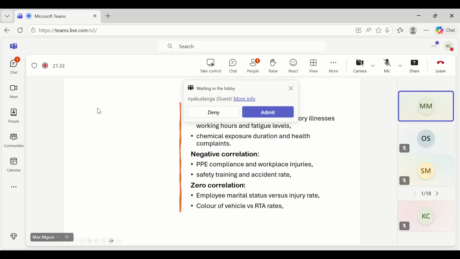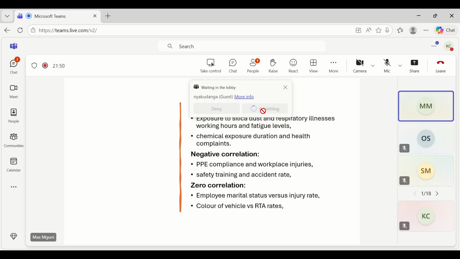Zero correlation, for example, employee marital status versus injury rate, or color of vehicle versus road traffic accident rates. So we cannot say all blue cars are more prone to accidents. There's no correlation there. There's no correlation to red cars being safer or white cars being safer in traffic. All right. These were just further examples.